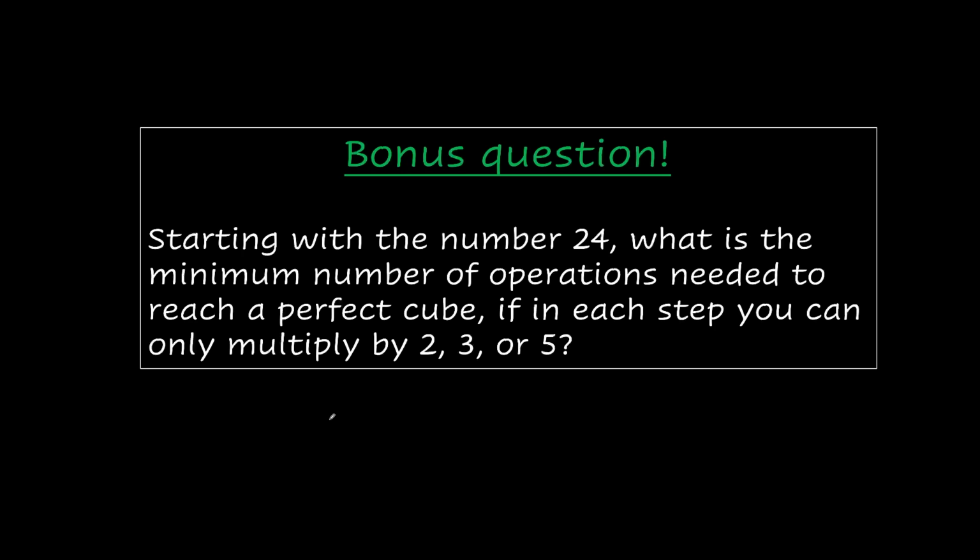Here's an interesting bonus question for you. Starting with the number 24, what is the minimum number of operations needed to reach a perfect cube if in each step you can only multiply by 2, 3, or 5?